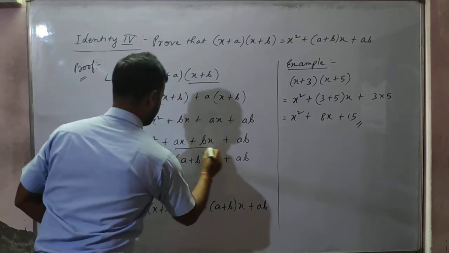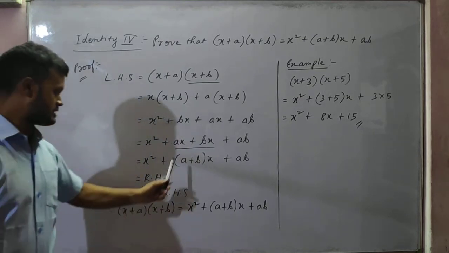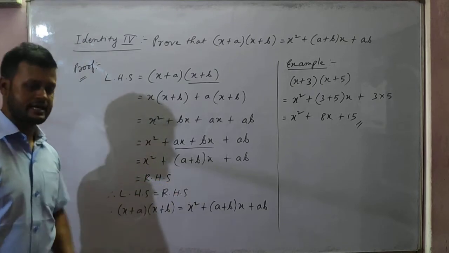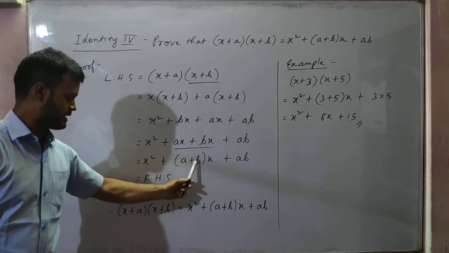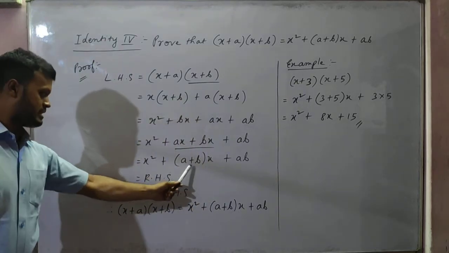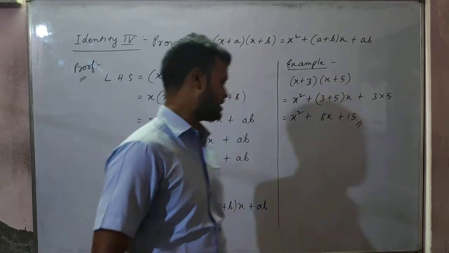From these two terms I will take x common. Okay, x square, leave x square as it is. From these two you just take x common. From here if I take x common I will get a. From here if I take x common I will get plus b, plus ab. So that is x square plus (a plus b)x plus ab. x square plus (a plus b)x plus ab is the answer.